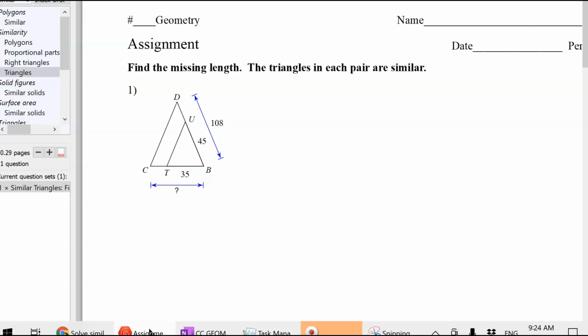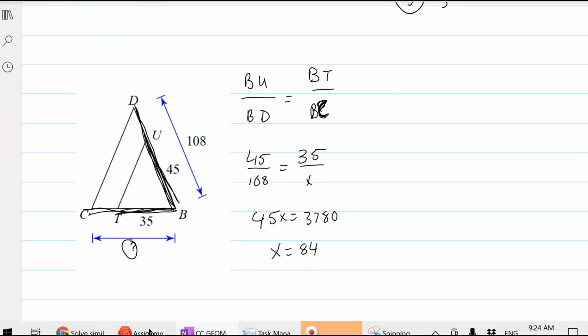What did the question ask for? It says find the missing side. Well, they want to know this whole thing here, and that was this one here, BC. So good. The distance between B and C is 84.